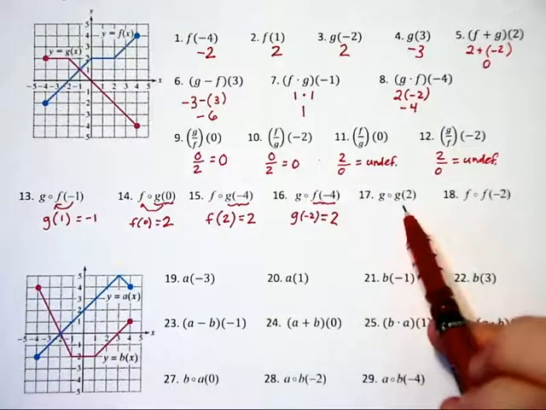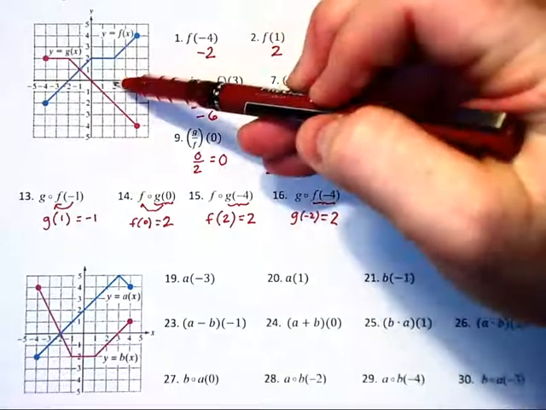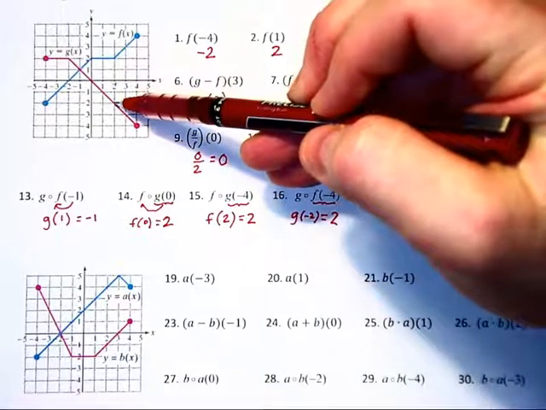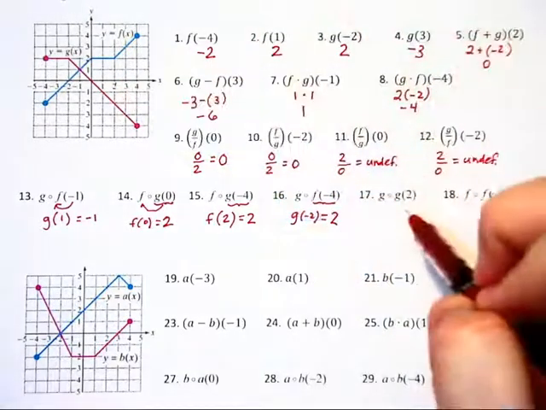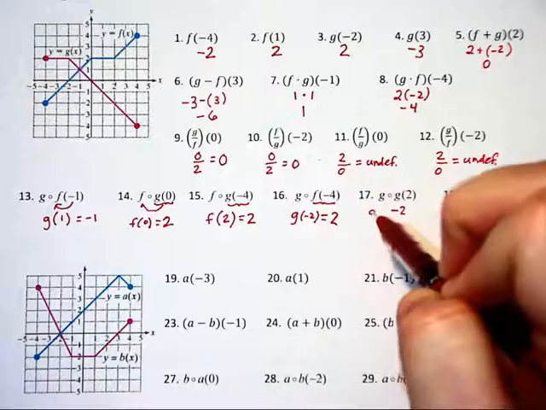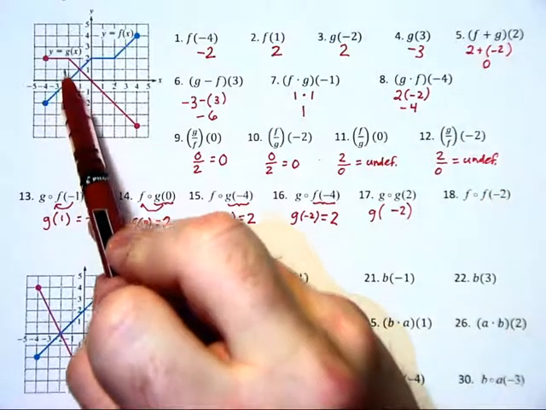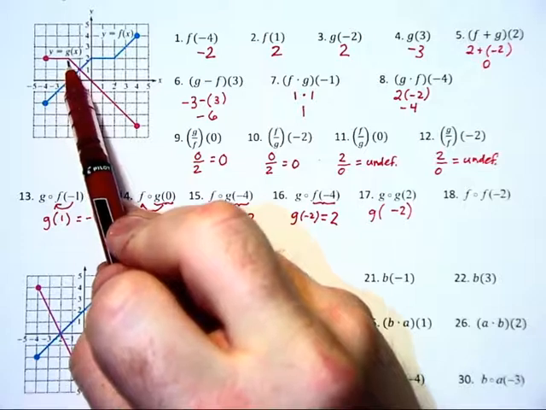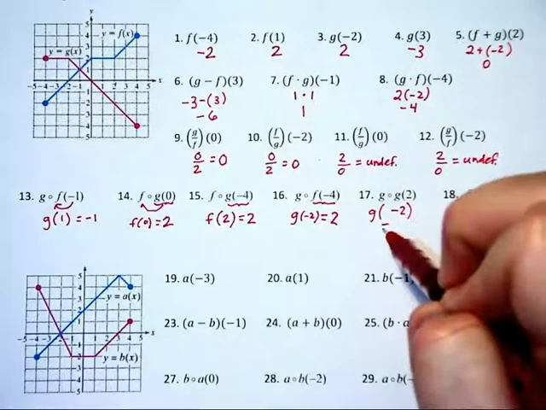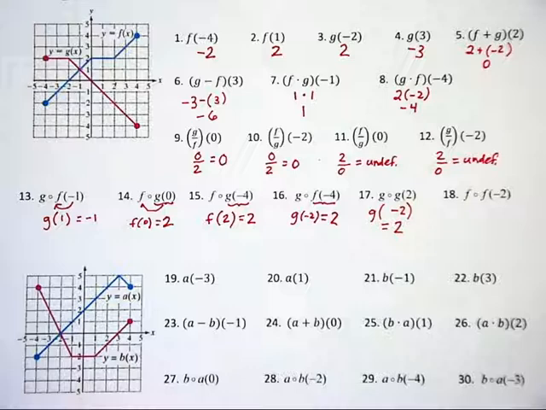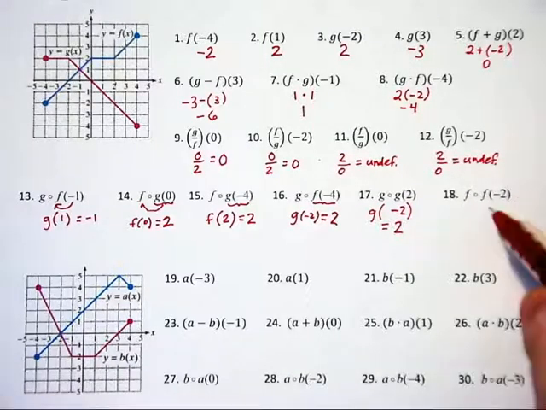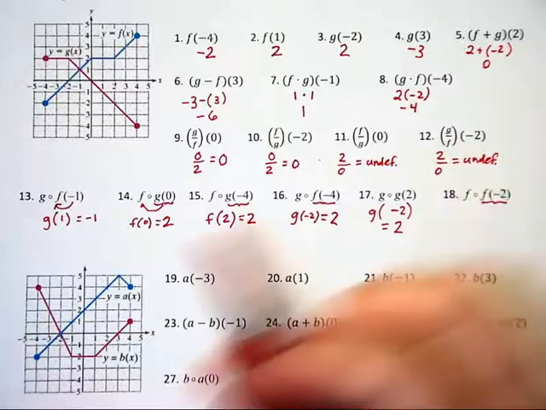g composite g of 2. Go to 2, down to the graph g, which is at a height of -2. Now we've got g of that -2. Go to -2, up to the height of the graph, the red graph, which gives us a final answer here of +2. And finally, f composite f of -2. Find f of -2.